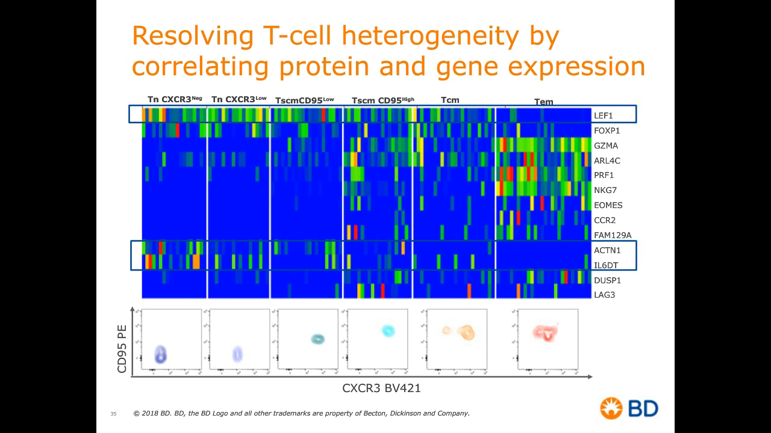If we look at effector-associated genes, they're here in this red box. When we look at CD95 low stem cell memory and CD95 high stem cell memory, we can see a clear separation, and we can see that these genes are turned on only in correlation with high expression of CD95. So again, at the bottom we have the protein, on the top we have the gene expression, and we're able to correlate a more effector-like gene expression profile with higher level of protein expression CD95.